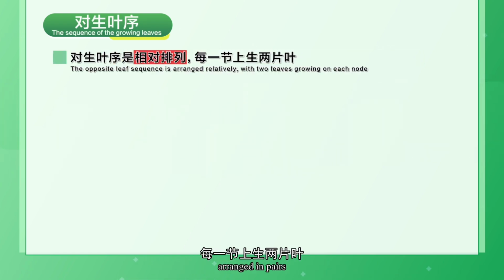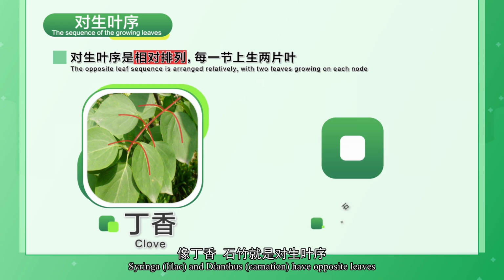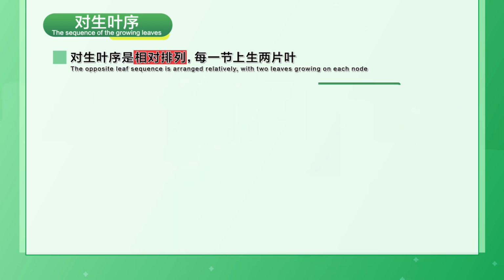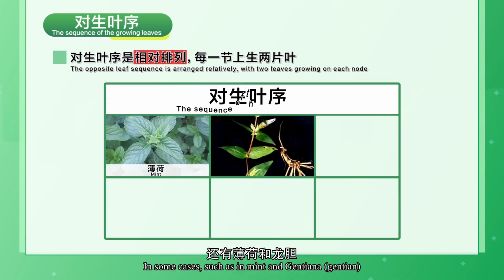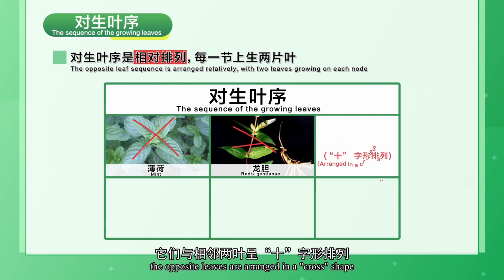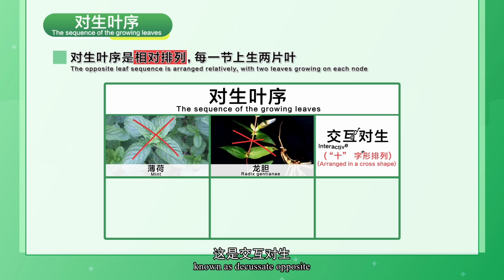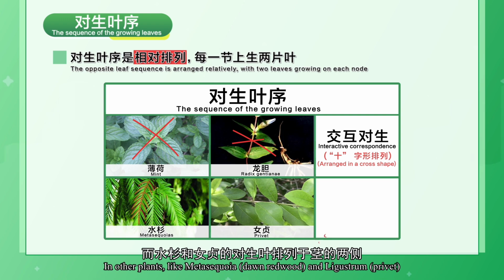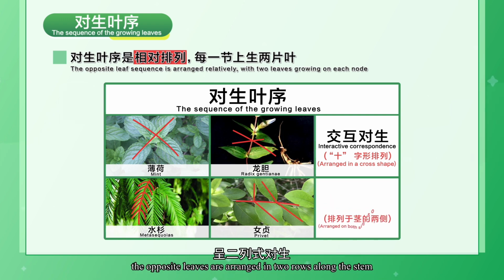Opposite phyllotaxy features two leaves per node, arranged in pairs. Syringa, lilac, and dianthus, carnation, have opposite leaves. In some cases, such as in mint and gentiana, gentian, the opposite leaves are arranged in a cross shape, known as decussate opposite. In other plants, like metasequoia, dawn redwood, and ligustrum, privet, the opposite leaves are arranged in two rows along the stem.